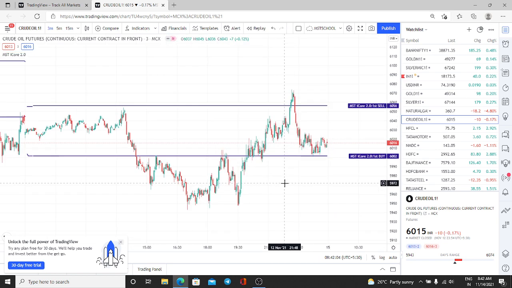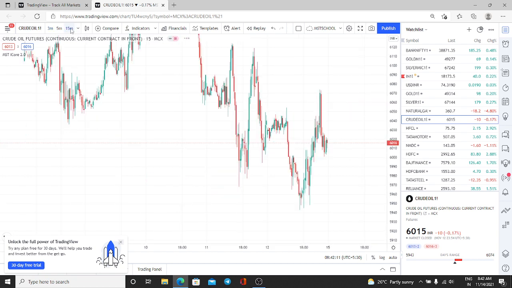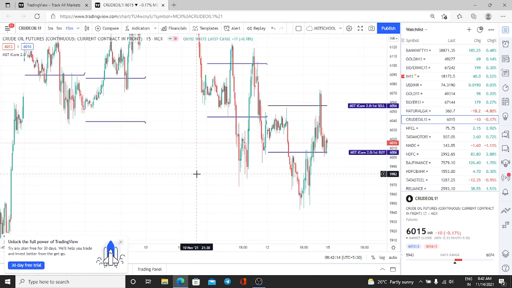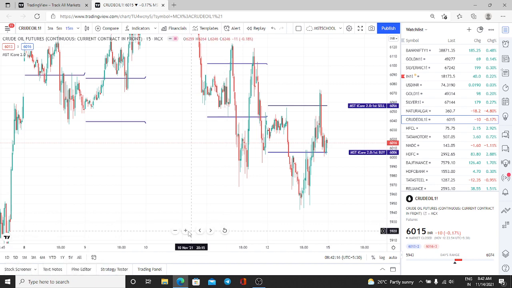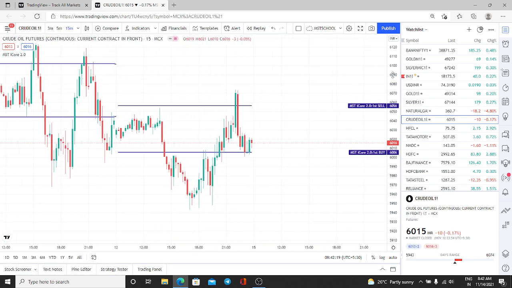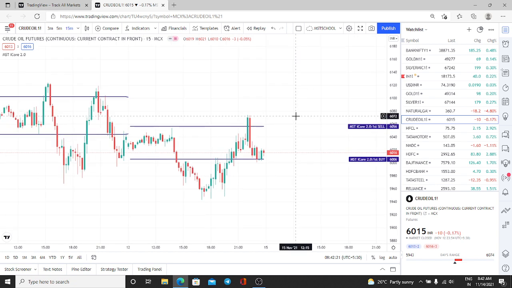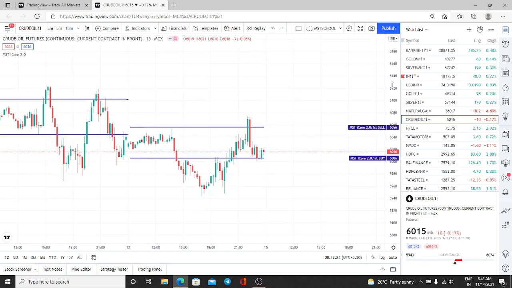Our strategy and our indicator are very simple. In the morning, after 9:25, 9:30, 9:35 or 9:40, once the market is open, you have to give the market a minimum of 15 to 20 minutes to settle. You can use 1 minute, 3 minutes, 5 minutes or 15 minutes, no issue, but we consistently use the 15 minute time frame.